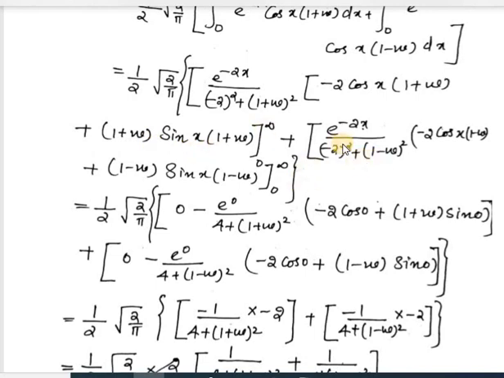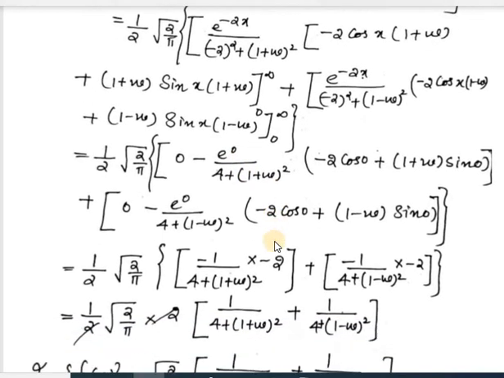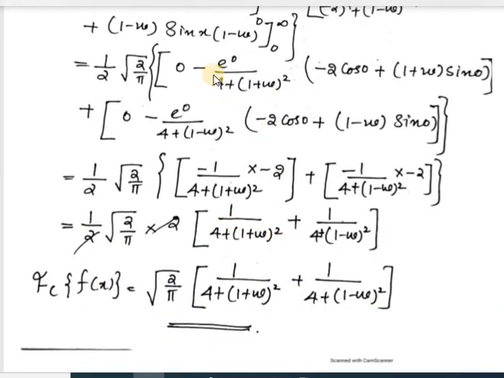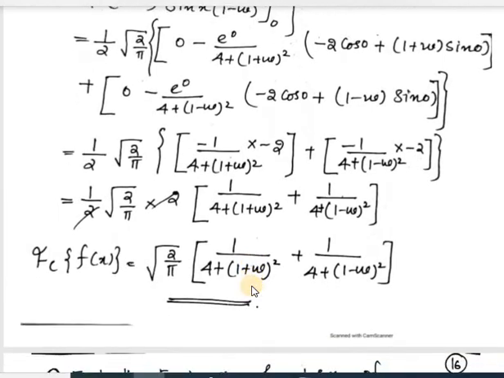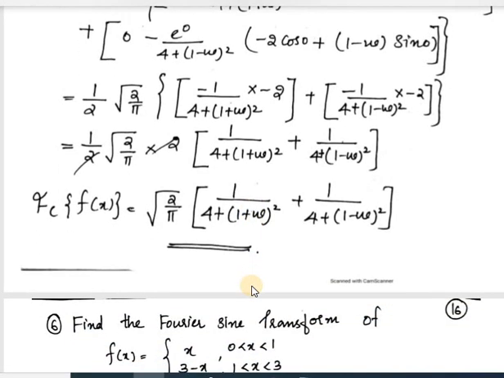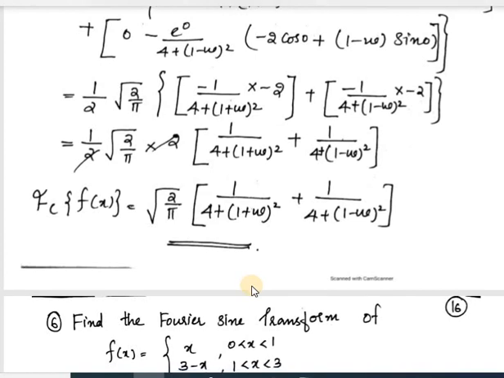Here also when we apply the upper limit, it becomes 0. And when we apply the lower limit 0, it becomes e raised 0 by 4 plus 1 minus omega square into minus 2 cos 0 plus 1 minus omega sin 0. We know that sin 0 is 0 and cos 0 is 1. Simplifying and taking the common term outside, we get the answer as root 2 by pi times 1 by 4 into 1 plus omega square plus 1 by 4 into 1 minus omega square.